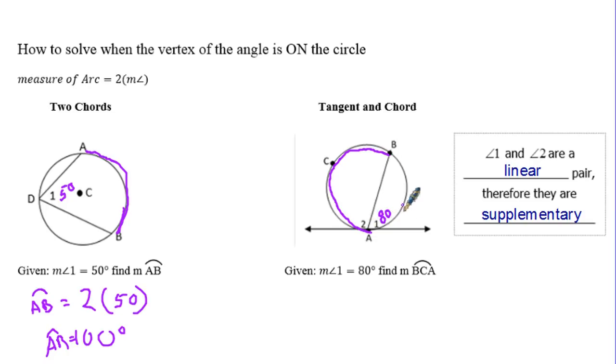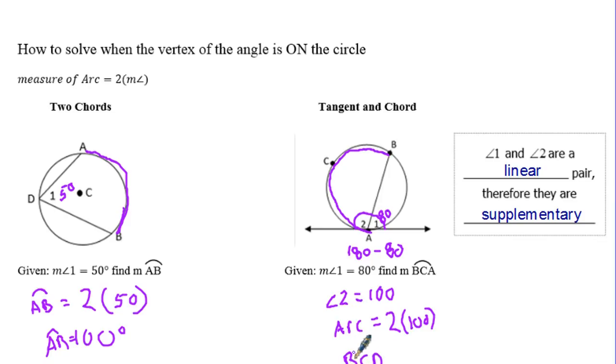There's a couple of different approaches you can take to this problem. One way is that if you know this is 80 degrees, you can do a linear pair and tell me that angle 2 would equal 100 degrees. I got that from doing 180 minus 80. Remember, linear pairs are supplementary, and supplementary means equals 180 degrees. Now if angle 2 is 100 degrees, I'm going to use my formula of arc equals 2 times the angle, and 2 times 100 would tell me that arc BCA, a major arc, is going to equal 200 degrees.